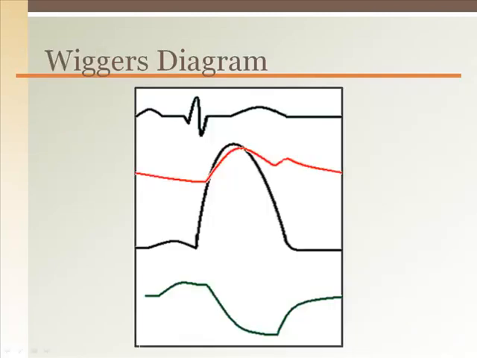The cardiac cycle is represented by the Wiggers diagram, named for Dr. Carl Wiggers, MD, who developed this visual representation of the events that occur in the left ventricle. This is a series of measurements from a single heartbeat that includes the electrocardiogram, aortic pressure, left ventricular volume, and left atrial pressure, which is not shown here.